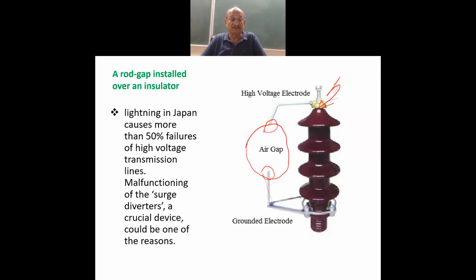And when higher voltage reaches there, it may cause insulation failure. So this is a very big problem, the malfunctioning of the surge diverter. Why were they malfunctioning?